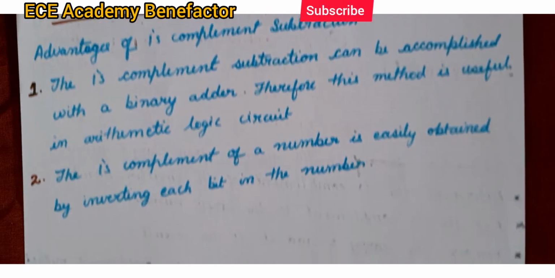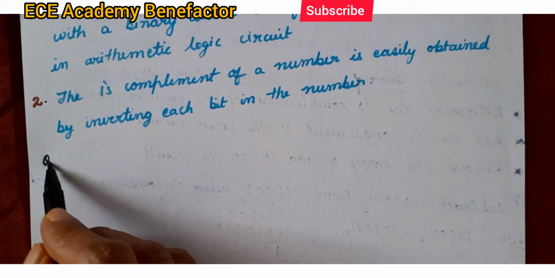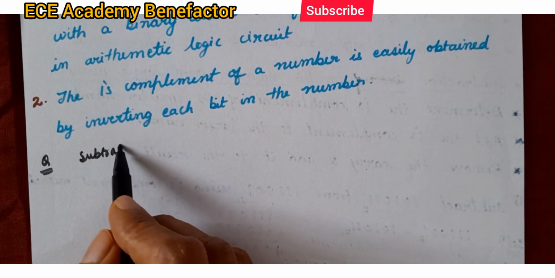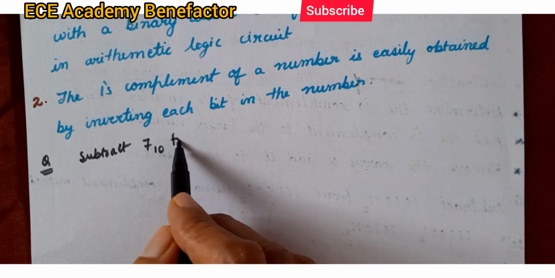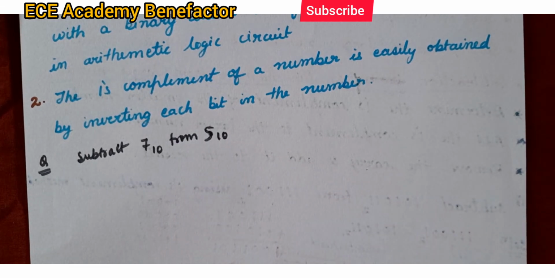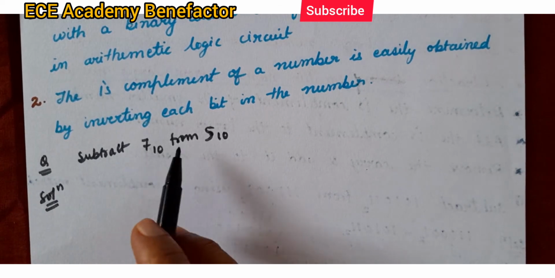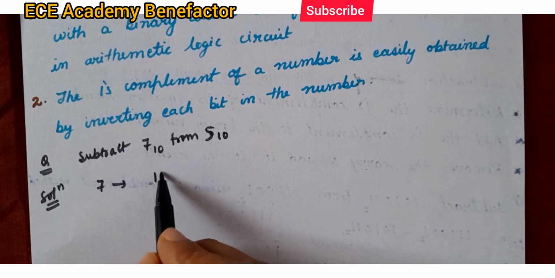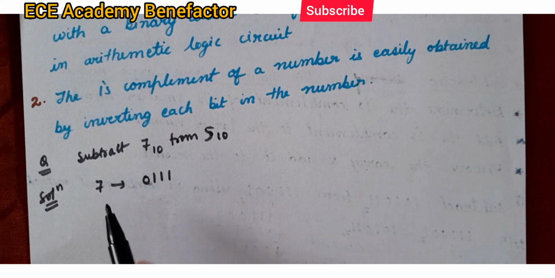Let us solve one problem for ones complement binary subtraction, that is subtract 7, a decimal number, from 5. In this question, first let us convert these decimal numbers into binary numbers. 7 in binary is 111. We want to write it in 4 bits, so we have added 0 to it.